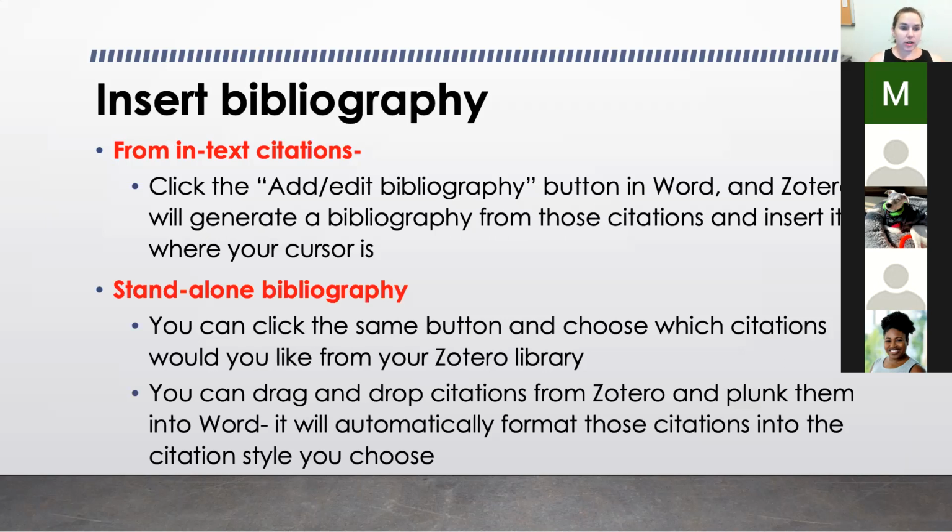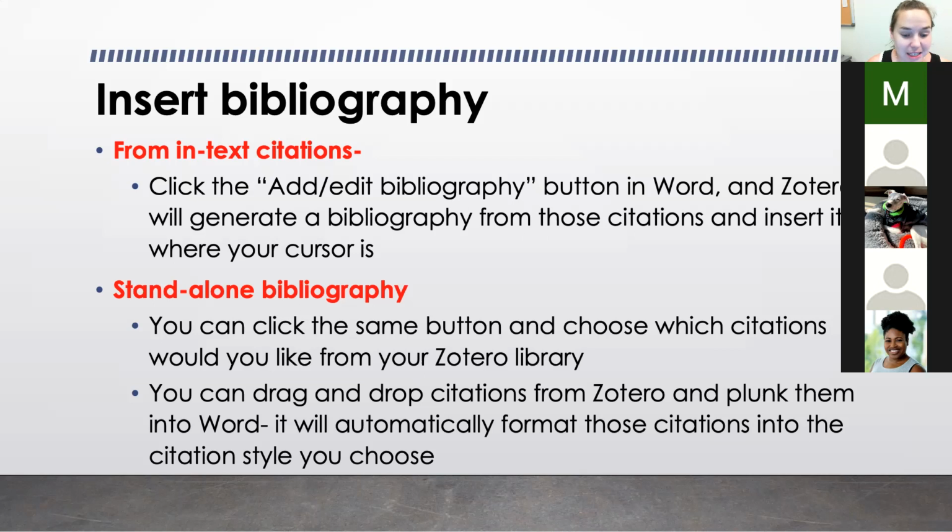Then say you put all of your citations in your paper and you want to make the bibliography, you can do that in two different ways. So you can do it from the in-text citations. So if you click that add edit bibliography button in Word, Zotero will then create a bibliography from the in-text citations you have already put in. And it will put the bibliography in wherever your cursor is. That's easy to undo if you accidentally stick it somewhere in the middle of the paper or something like that. But just to note that it will do it wherever your cursor is located.